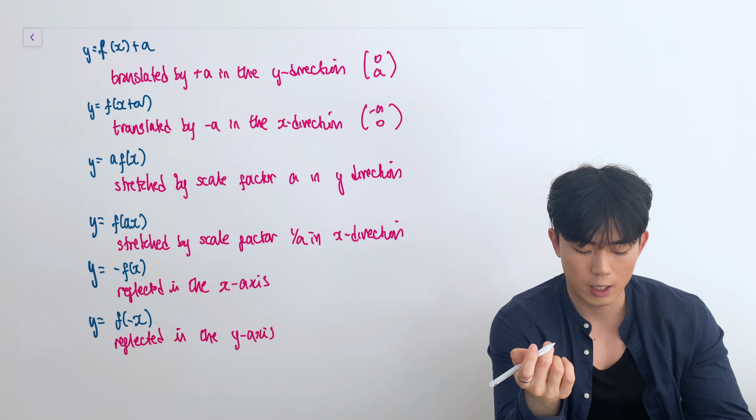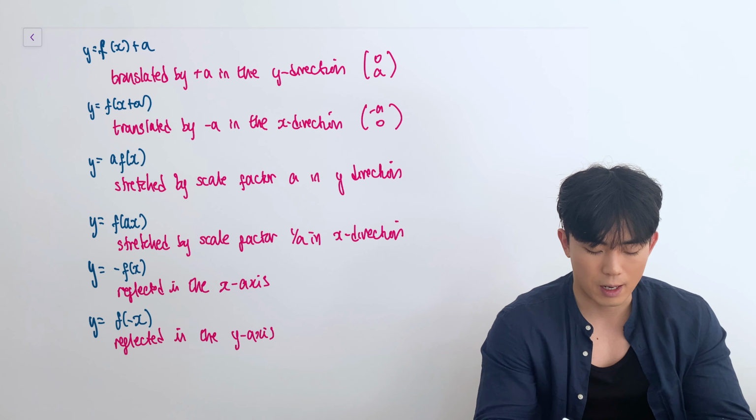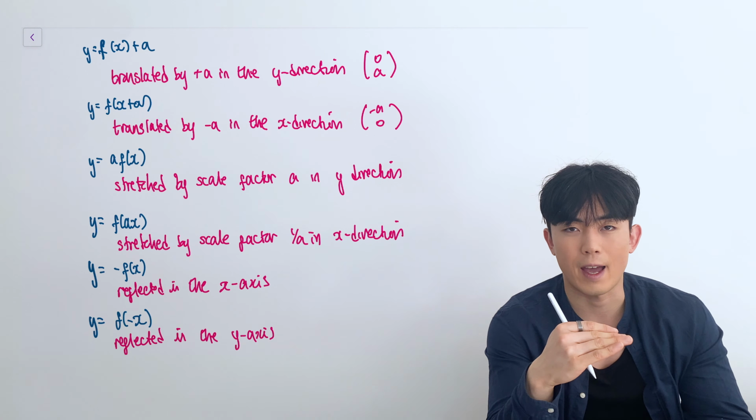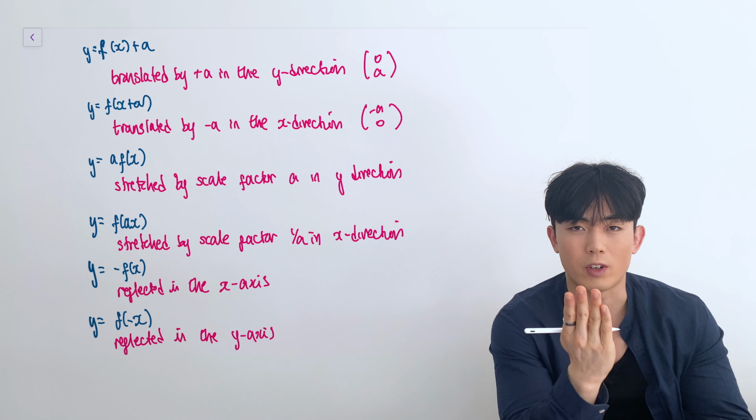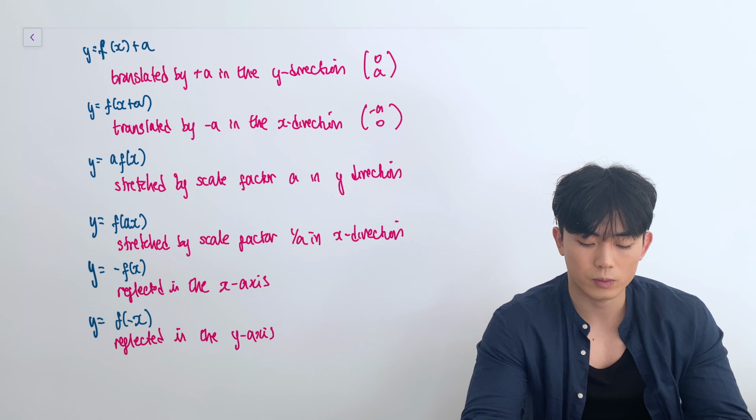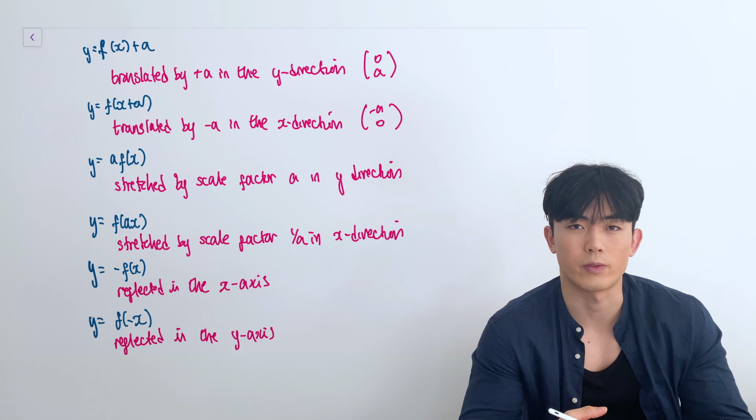And then finally, we have y is minus f of x. Then we reflect it in the x-axis, so we flip it up and down. And y is f of minus x, then we flip it left and right. So we reflect in the y-axis. So as I said, you need to be aware of all 6 of these transformations.